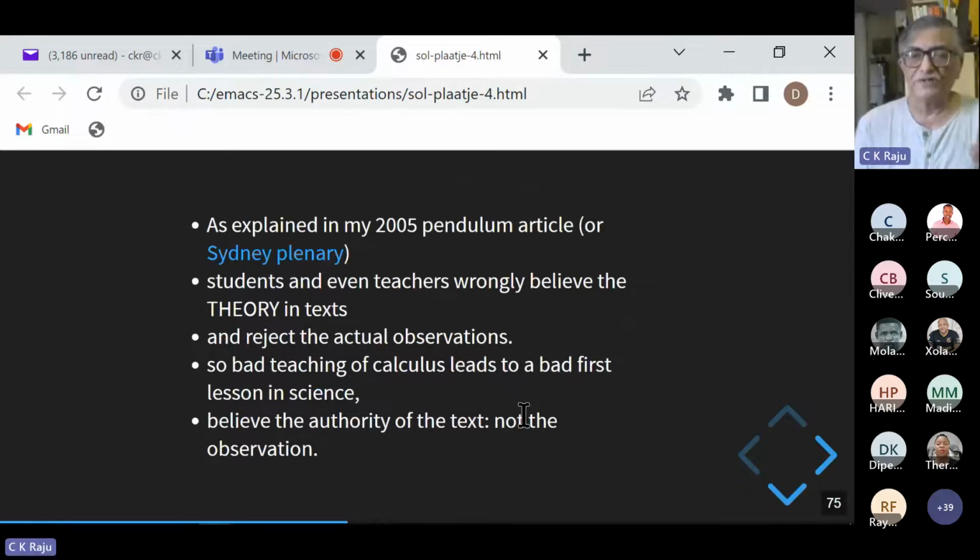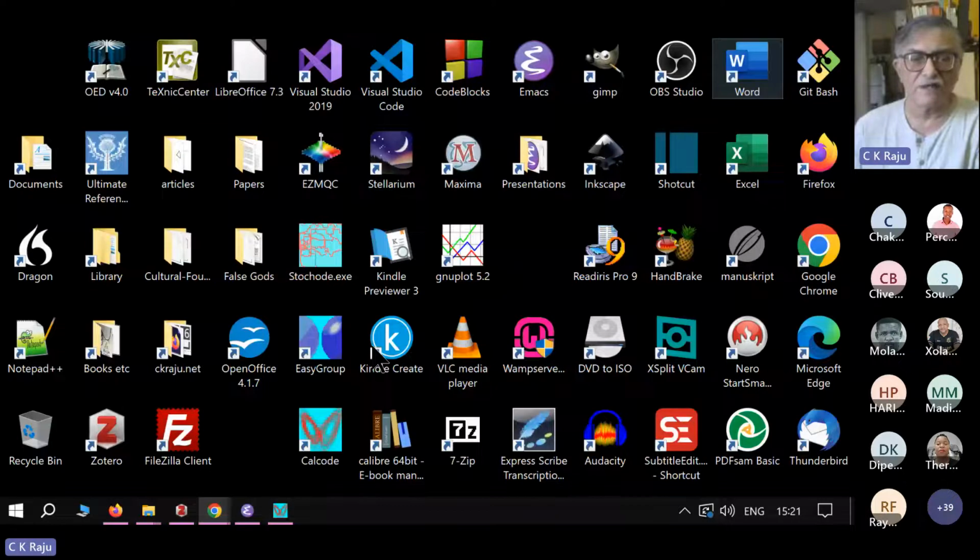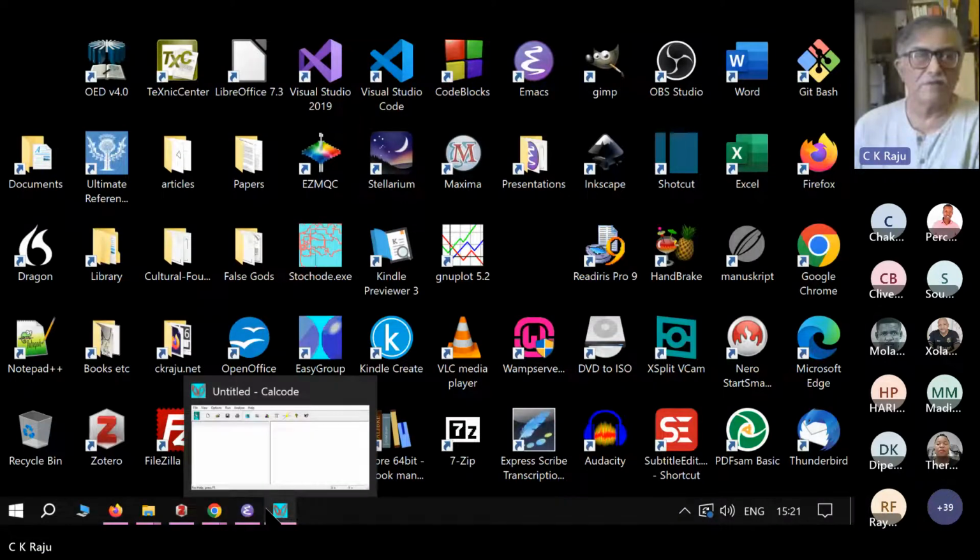So students and teachers wrongly believe the theory is right. They don't perform the experiment. They don't check with the actual observation, and they get the wrong thing. They trust authority, which misleads. Well, the comparison is very easy. Now I can give the comparison. I don't know if this will work. I have this executable here. I can just show it to you right now by doing it on the spot.